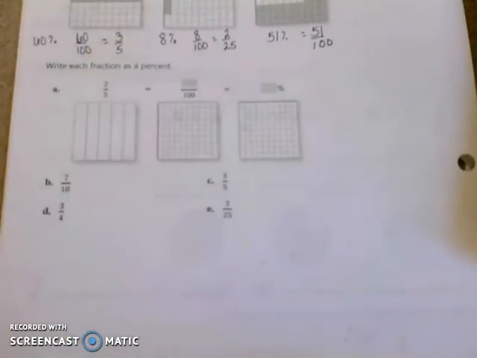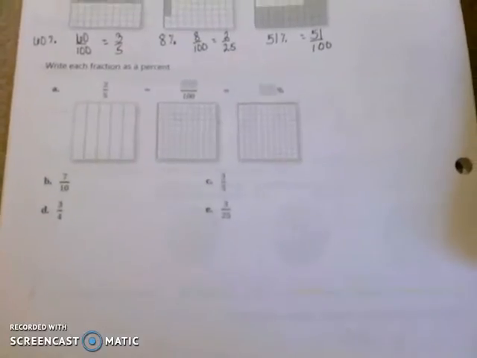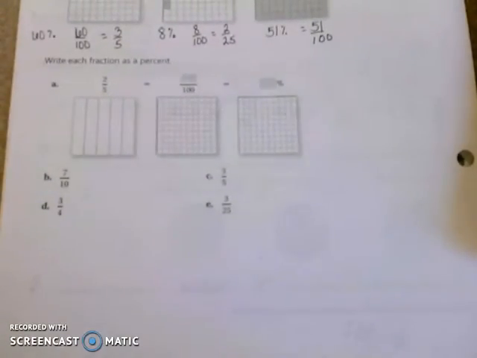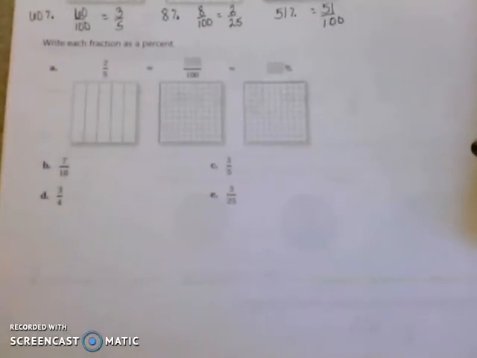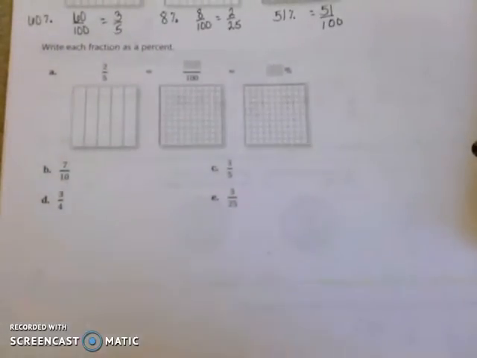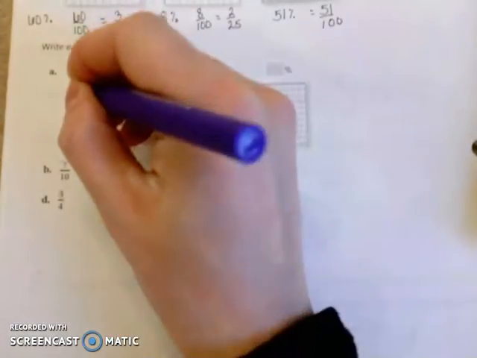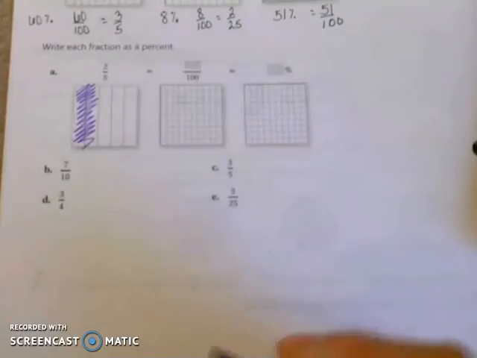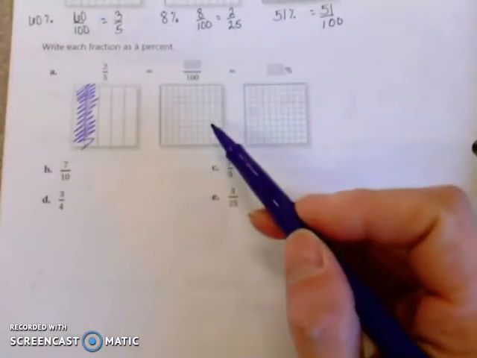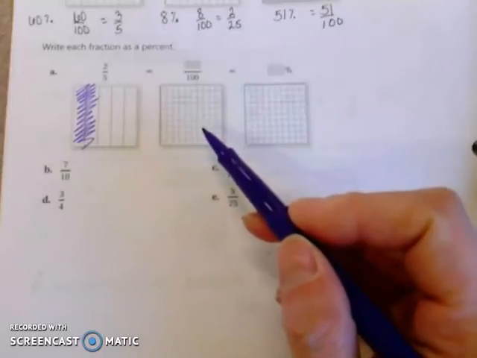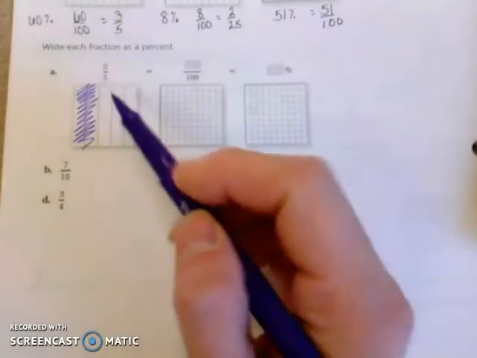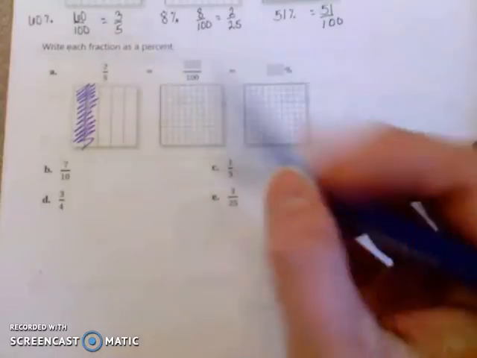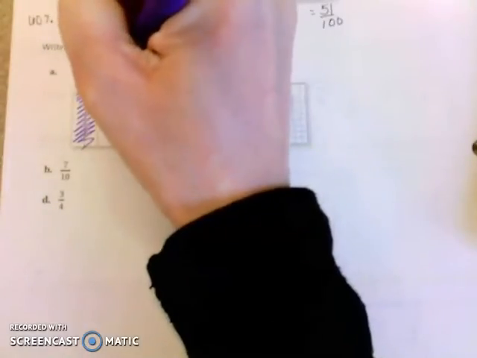Now we're going to look at how fractions, percents, and the simplified version all have that same model or visual. So for example, letter A, we have 2/5. I have a diagram that has 5 equal pieces. I'm going to shade in 2 of them. If I shade in the same amount of space on this diagram, I'm going to get my equivalent fraction. I know to get from 5 to 100, I multiply by 20.